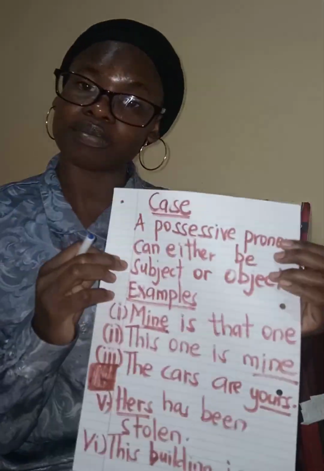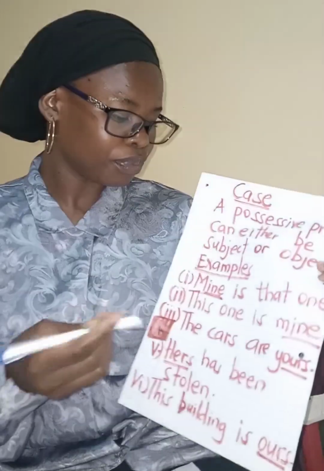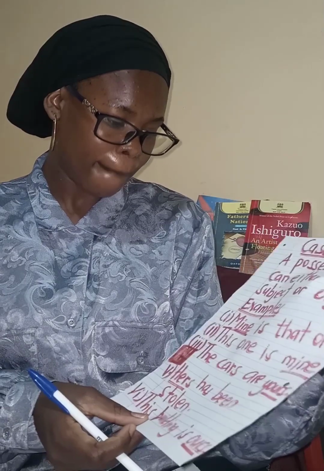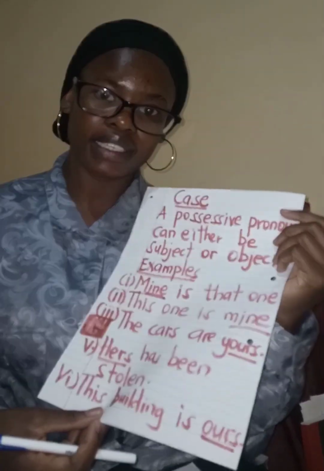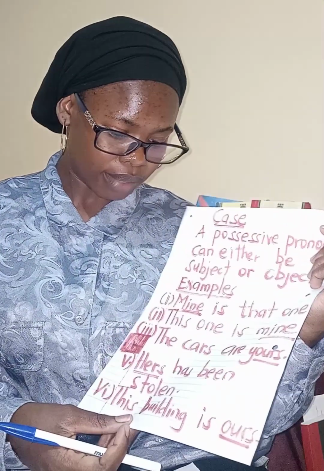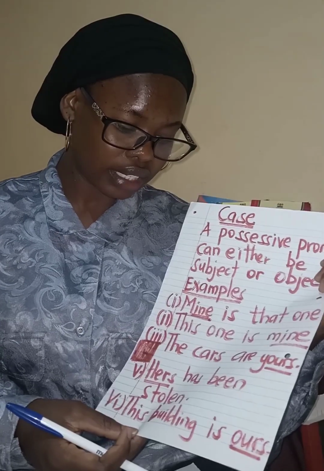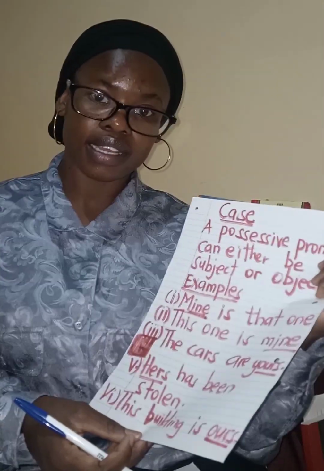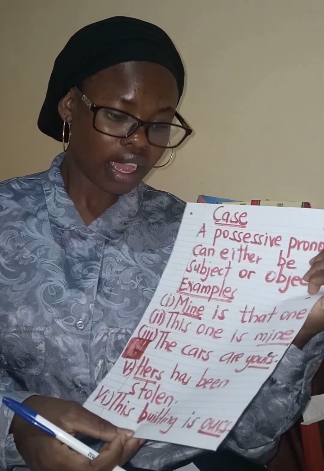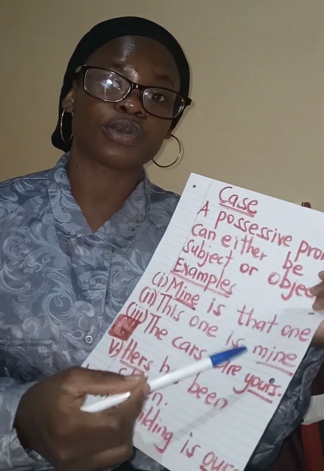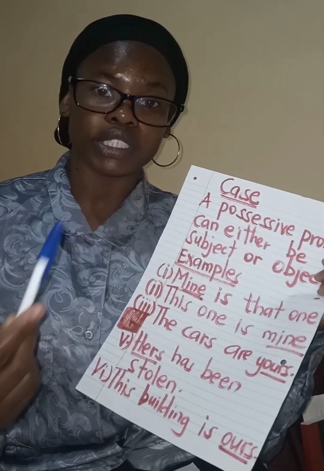Now, a possessive pronoun can also be a subject or an object. I have an example here. Mine is that one. Number 2, this one is mine. The cars are yours. In this case, yours has been used as an object.